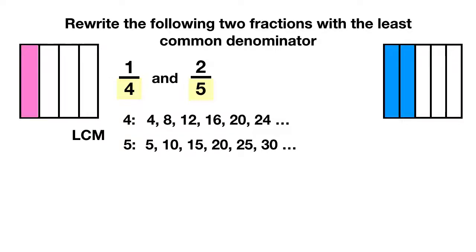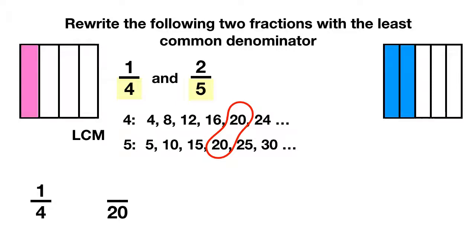The LCM is just the first number that appears in both of these lists. So if you look through, you can see that the first number that's in both lists is 20. Our LCM is 20. This means we want to change our fractions so their denominators are 20. We want 1/4 to turn into a fraction with a denominator of 20.